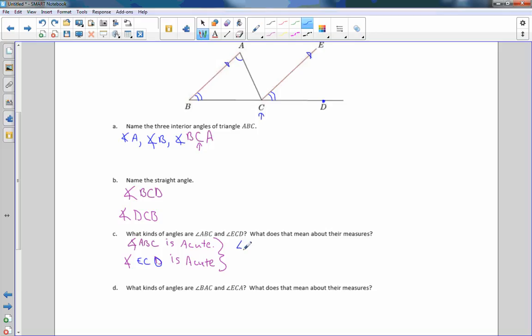So I can say that angle ABC is congruent to angle, oops, not less than or equal to, angle ECD, because angle measures are preserved by translations. But there's a name for these two angles, and if they're on the same side of the parallel line and they're on the same side of the transversal, then they are corresponding angles.